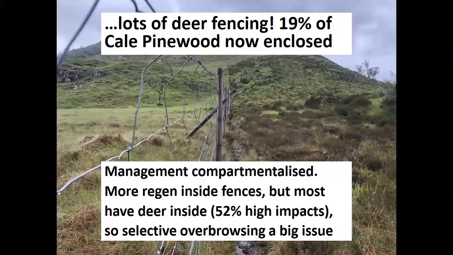The other interesting thing inside deer fences, you can see here, there's actually a track on the inside of this fence created by deer. A lot of fences have deer inside them. So they might have kept deer out for a while, but the deer have now got in. The deer here are trying to get out. That's why they created this track along the edge of the fence, but they're trapped inside. And actually, 52% of the plots inside fences had high impact from large herbivores. So fencing's not necessarily delivering the reductions in pressure that we might expect it to.